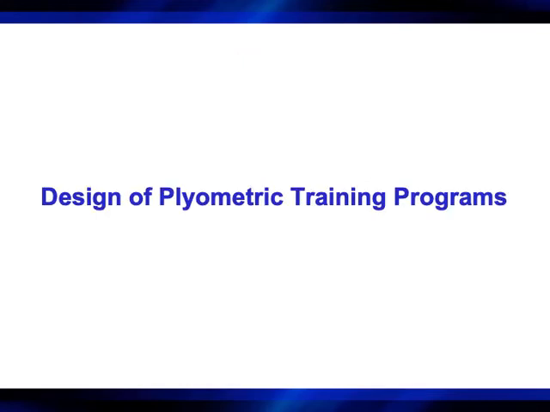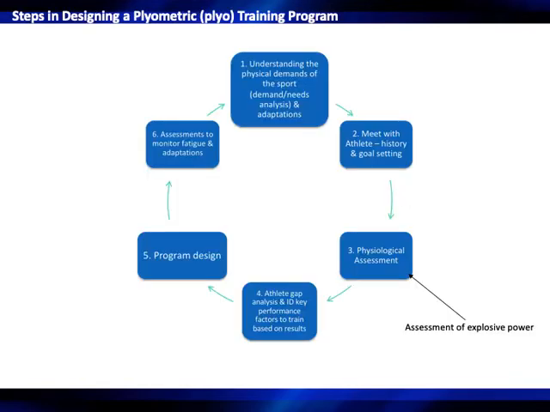Now let's move into the design of plyometric training programs. So to begin, let's go back to the steps in designing any type of training program. We're putting emphasis here on plyometric training, but the steps involved are the same across any program design. First, you have to understand the physical demands or the physiological demands of the sport, of the occupation, of your client. So this is your demands and needs analysis and what the adaptations are that you're trying to acquire. Then you meet with your client.